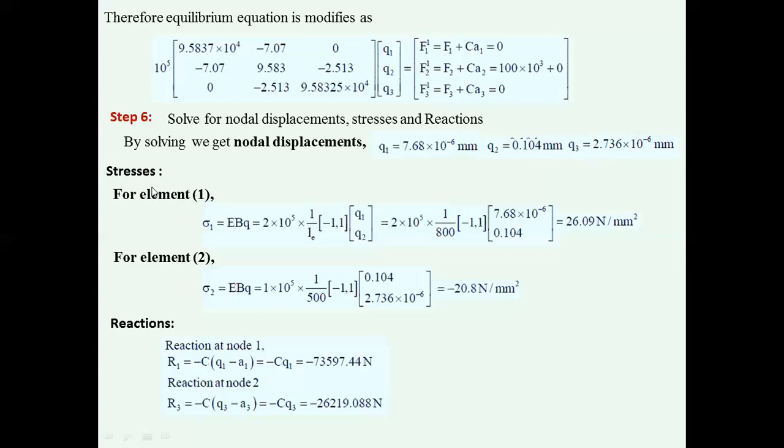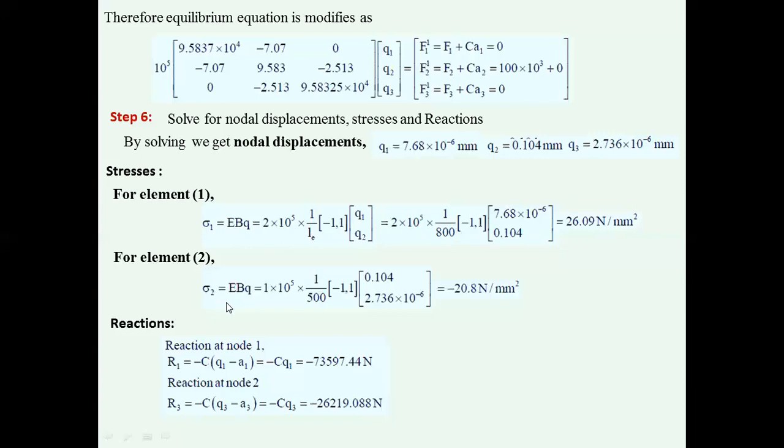Now you find out the stresses. For element 1, the stress, which is given as sigma 1, is equal to EBQ. B is nothing but 1 by LE times minus 1 1, into Q. For element 1, the nodal displacements are Q1, Q2. You substitute for this. E is 2 into 10 to the power of 5, into 1 by LE, the length of the element, which is 800, times minus 1 1, into Q1 Q2. You substitute the values of Q1 Q2. You expand this, and you will get a stress value of 26.09 Newton per mm square for element 1.